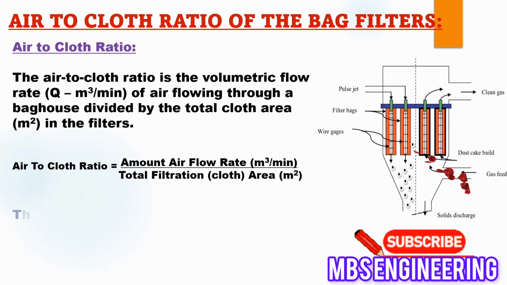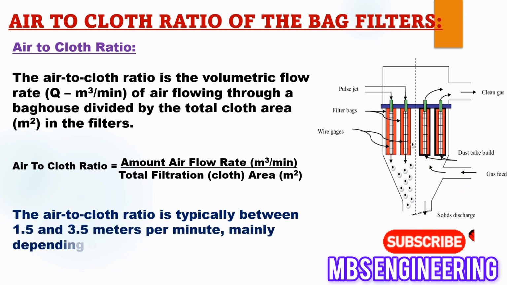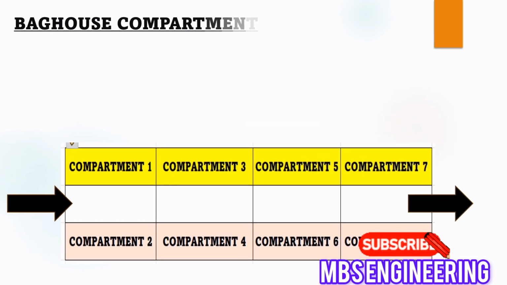Please refer to the baghouse schematic layout, and the amount of airflow through the filtering media. Next, the air-to-cloth ratio is typically between 1.5 and 3.5 meters per minute, mainly depending on the concentration of dust loading.